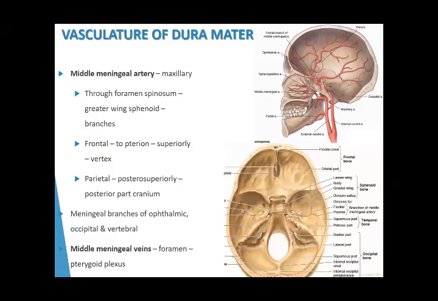Now besides the middle meningeal artery you also have meningeal branches from the ophthalmic artery, from the occipital artery, and from the vertebral artery. They all contribute to the blood supply of the dura mater. Venous drainage is through the middle meningeal vein, जो कि it accompanies the middle meningeal artery through the foramen spinosum, and then it drains into the pterygoid venous plexus. So the middle meningeal veins drain into the pterygoid venous plexus.